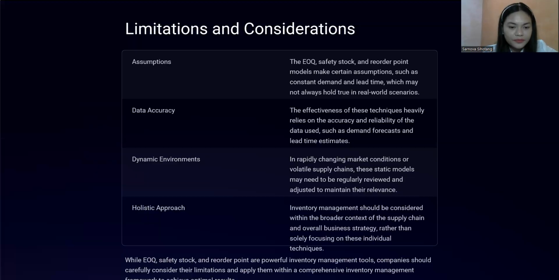As we wrap up our exploration of economic order quantity, safety stock, and reorder point, remember that mastering these inventory management principles is not just about efficiency, it's about staying resilient in a dynamic market. By optimizing inventory levels, minimizing stockouts, and maintaining a strategic buffer, businesses can achieve smoother operations, lower costs, and happier customers.